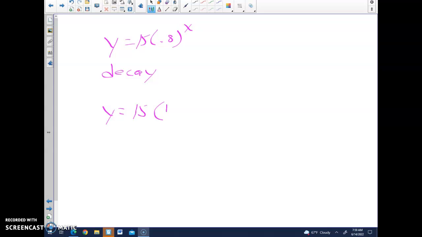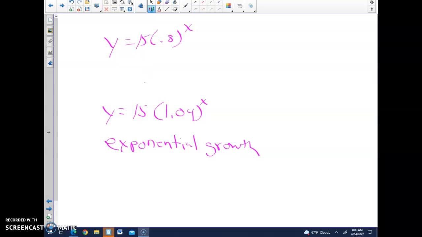Just to show you, this would be an example of exponential growth. Okay, and I should have put, actually right here, exponential decay, not just decay. So whenever that value is less than 1, right in here, you're talking about exponential decay. Whenever this value is greater than 1, you're talking about exponential growth. Okay?